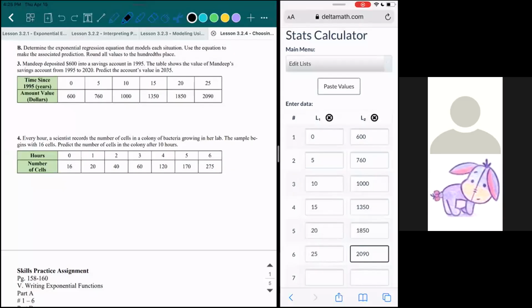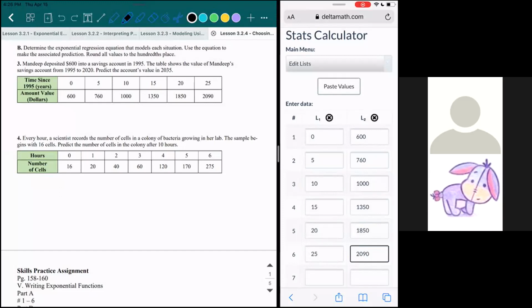All right, so for this category, we're going to determine the exponential regression equation that models each situation. Use the equation to make the associated prediction. Round all values to the hundredths place. So number 3 says, Mandeep deposited $600 into a savings account in 1995. The table shows the value of Mandeep's savings account from 1995 to 2020. Predict the account's value in 2035.